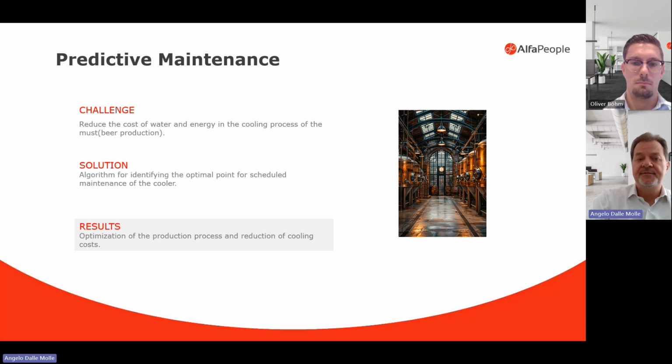The typical predictive maintenance scenario, in this case, it's a beer production plant. They have installed all the sensors to monitor the must cooling process. Right? So they monitor the parameters, and then there's an algorithm that evaluates what's the best stop times for maintenance of the equipment to maintain best productivity and to reduce costs in energy and water consumption. Okay.